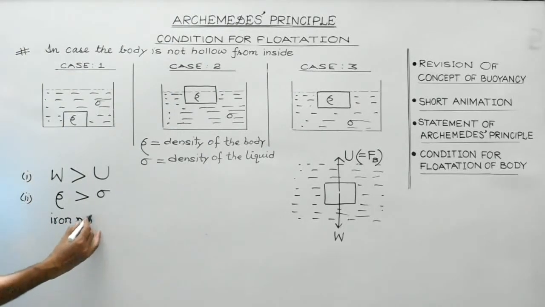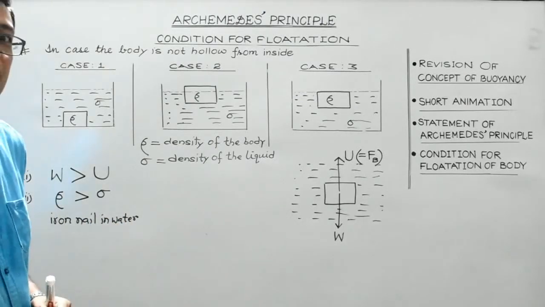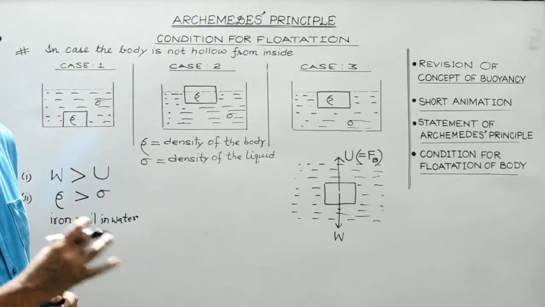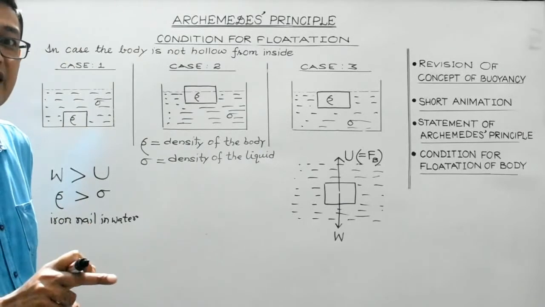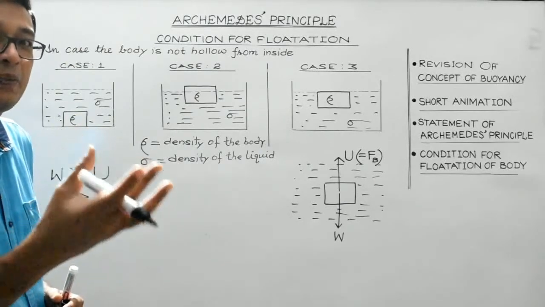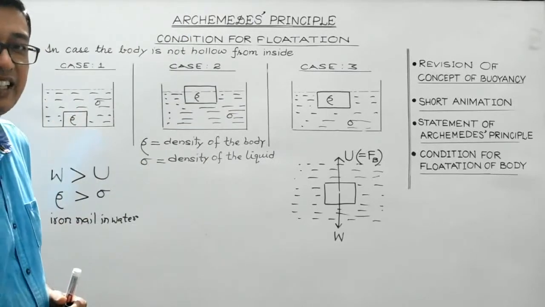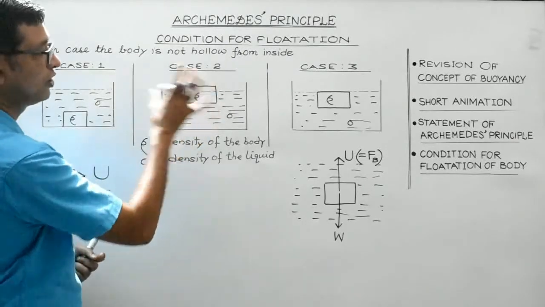Iron nail in water. So what happens is, the density of iron is much more as compared to water. So it sinks. And the weight of the iron nail is greater than the upthrust, the weight of the liquid displaced by the nail. So that is the reason why the iron nail sinks. Right? Let's concentrate on the second case.